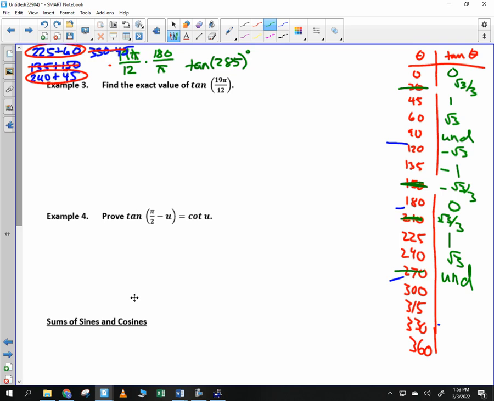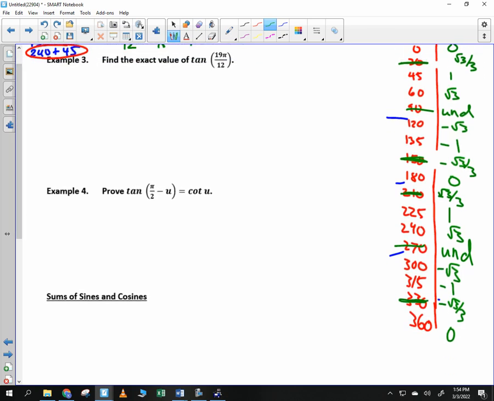And 270 is undefined. 90 is undefined. And then 300 is negative root of 3, 315 is negative 1, 330 is negative root of 3 over 3, and 360 is 0. So you can see I don't like working with 330. I don't like working with 30. I don't like working with 150. I don't like working with 210. And I don't like working with 330.